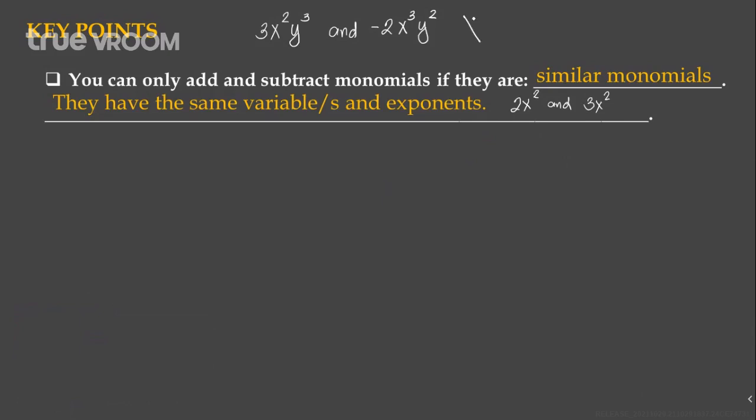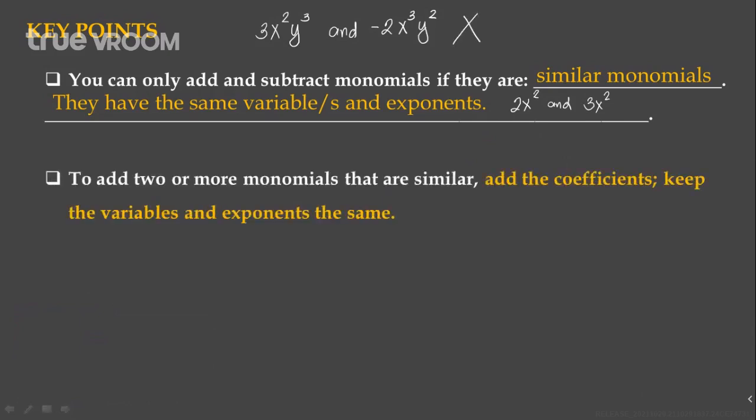Monomials. Okay? To add two or more monomials that are similar, these are the steps that you need to follow. You need to add the coefficients and keep the variables and exponents the same. When you say keep, meaning you are just going to copy the variables and their exponents. Do not add or subtract the exponents, just copy. Only the coefficients you are going to add or subtract.